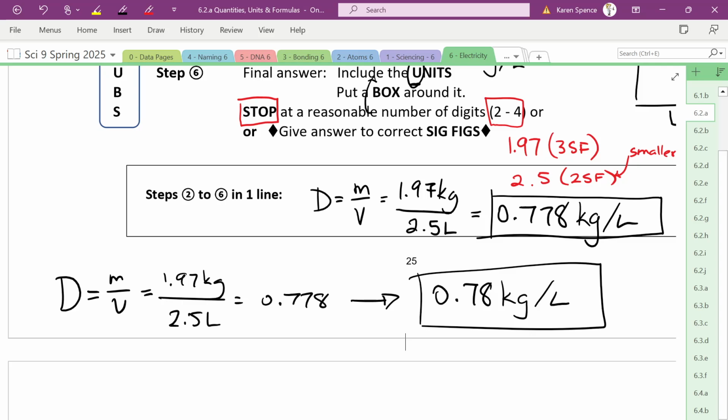Okay, so for that one, you have 2 servings, so you're gonna round that to 19. What you're gonna do is say this number here has 3 sig figs. This number here has 2 sig figs. So you're going to round your number to 2 sig figs.